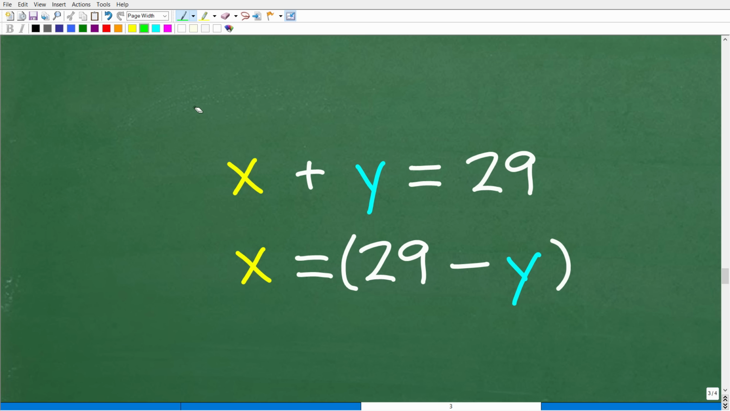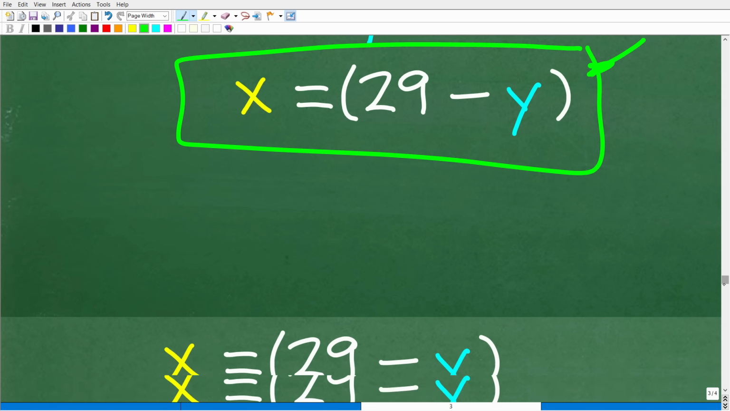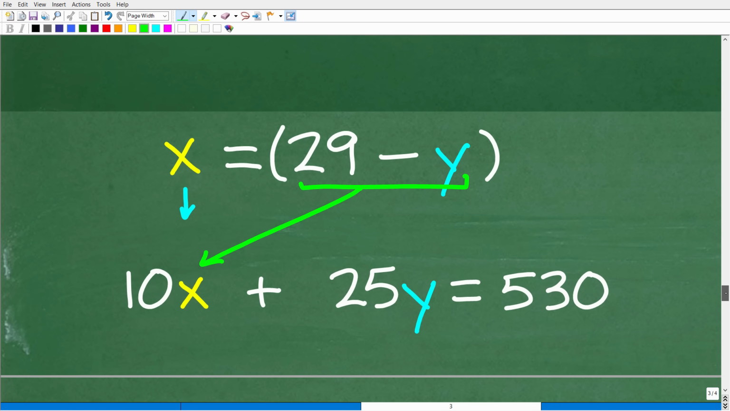So what I'm talking about is the following. If you put parentheses around your differences, this will help you avoid common errors, all right? And you'll see this as we get into the mechanics of this. So x is equal to 29 minus y in parentheses. Okay, so what does that mean? Well, it means that we can build one equation with one variable.